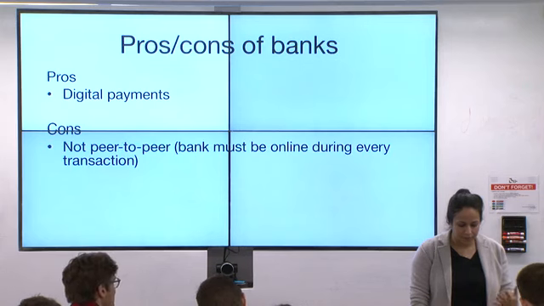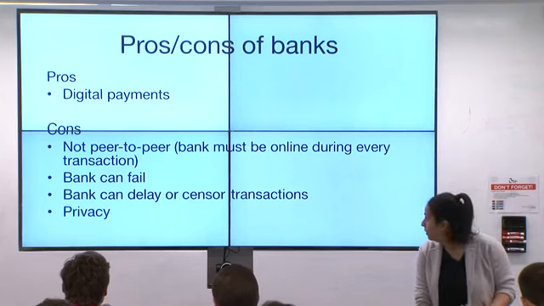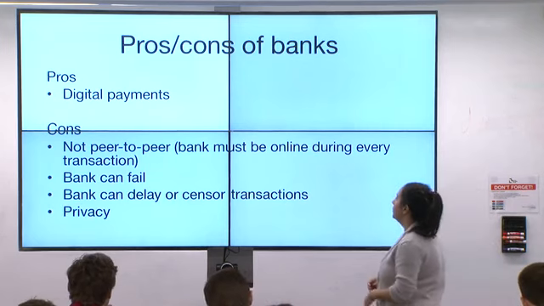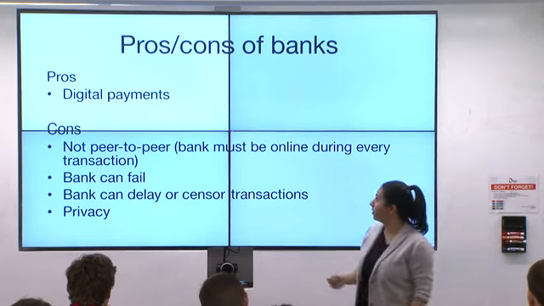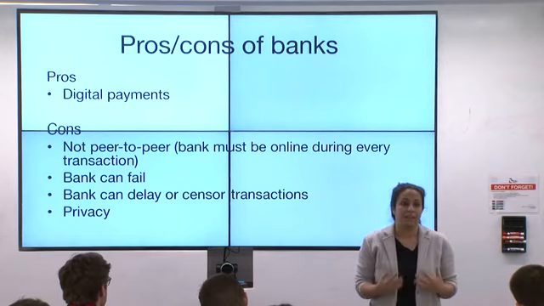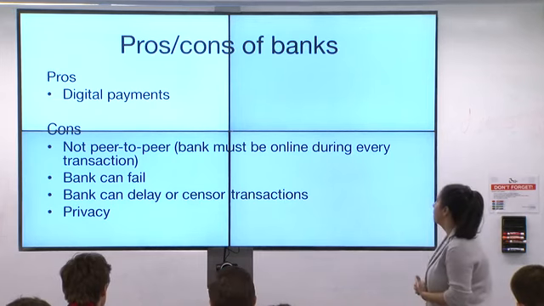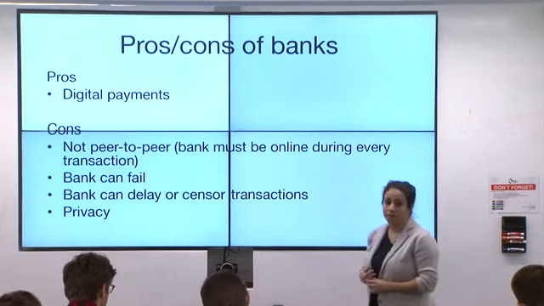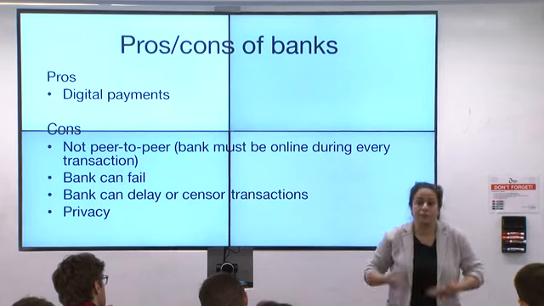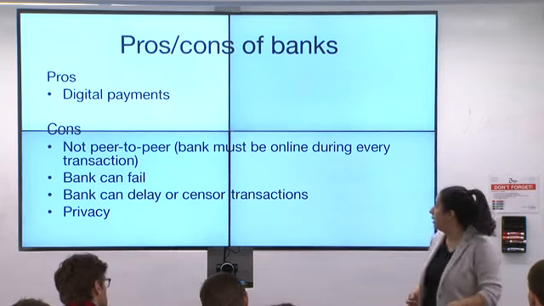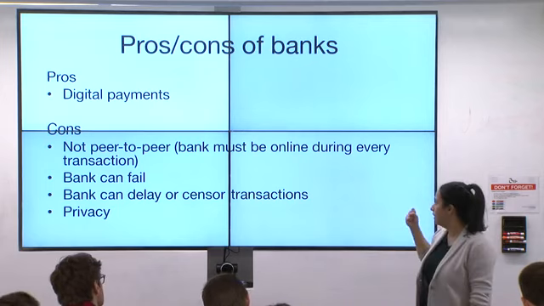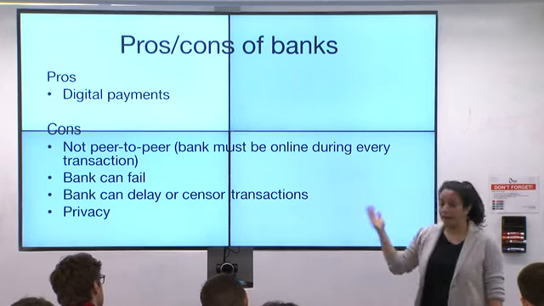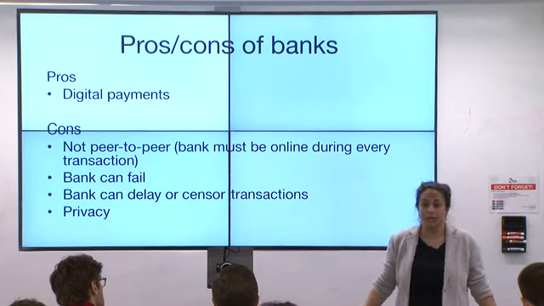In terms of cons, I think we covered quite a few of them, which is, we're really putting this bank in the middle of everything here, and there are a few different ways that can cause us trouble. So the bank needs to be online during every transaction. If the bank is offline, then how does Bob know whether he got paid or not? The bank could fail at some point in time, which is related to that. The bank could simply decide that they don't want to do this anymore and can block transactions.